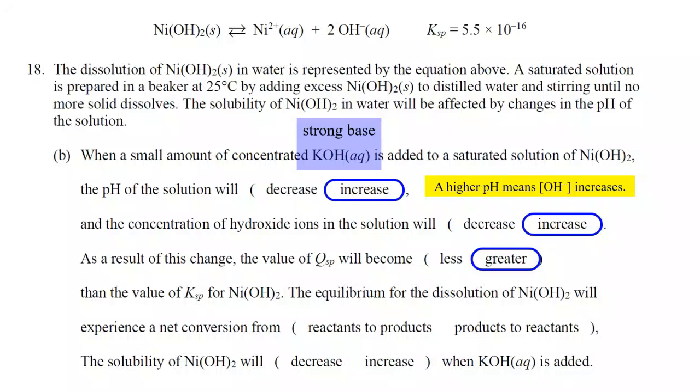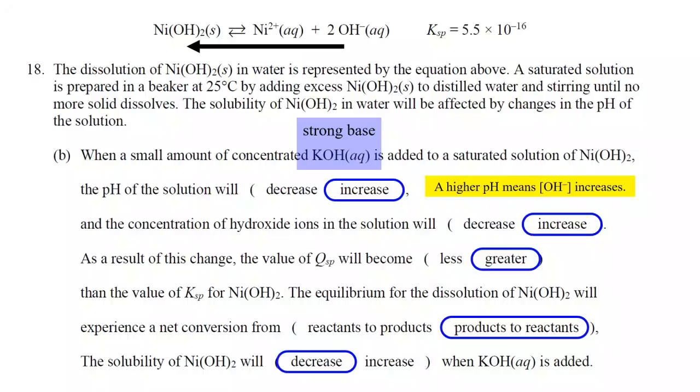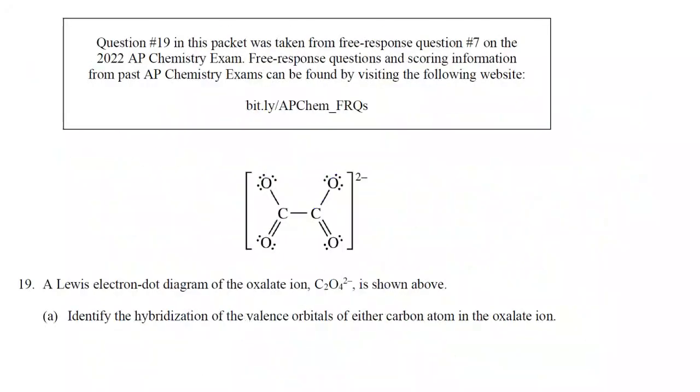So the equilibrium for the dissolution of nickel hydroxide will experience a net conversion from right to left, or from products to reactants. And the solubility of nickel hydroxide will decrease when a strong base such as potassium hydroxide is added. This is also an example of what's called the common ion effect that you learned about back in Unit 7. Topic 7.12 was called the common ion effect. So you're adding more hydroxide, and that increases the concentration of a common ion, and it shifts this equilibrium from right to left, or from products to reactants. All right, now let's take a look at question 19.